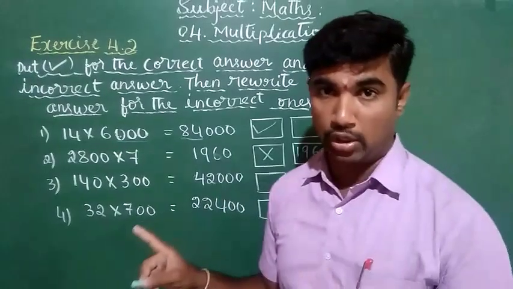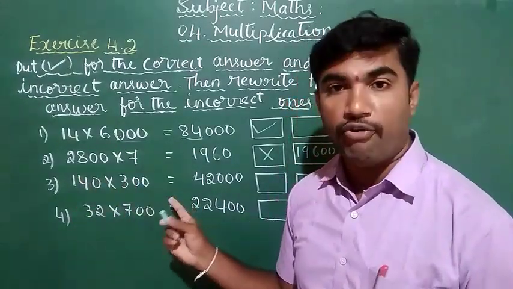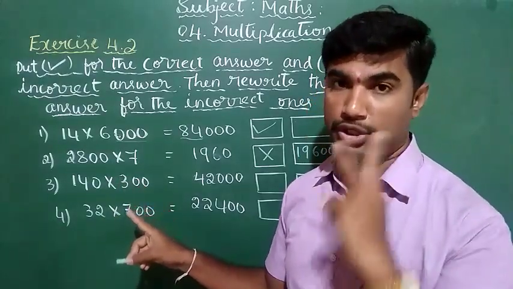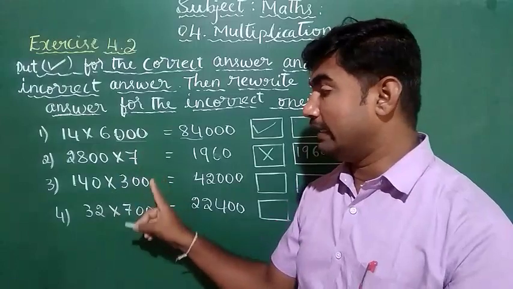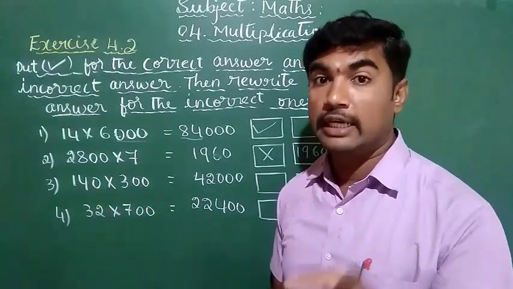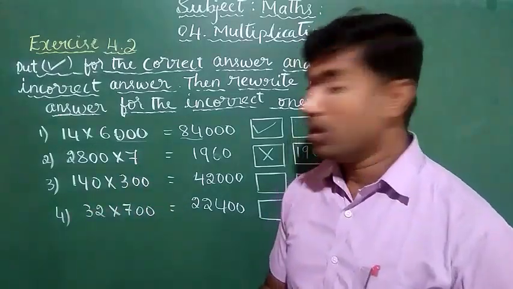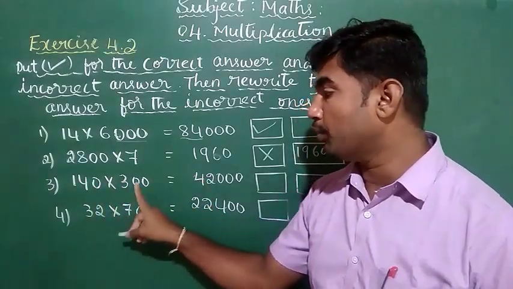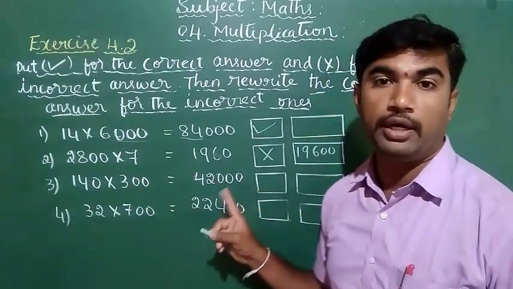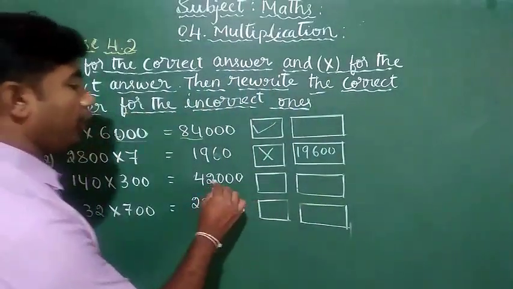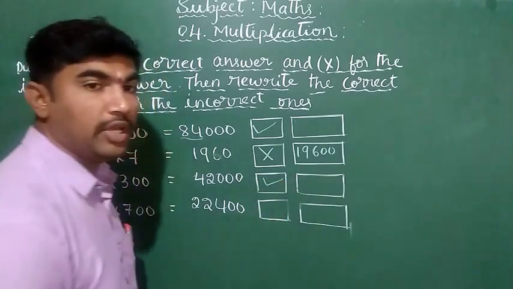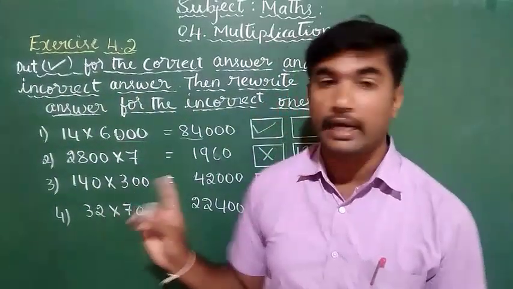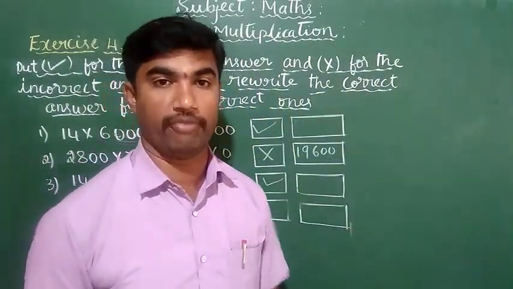Whether this is right or wrong. 14 into 3, 14 threes are 42. Here there is 1 zero, and here there are 2 zeros. Totally 3 zeros are there. Don't consider only this side or that side. We need to consider the zeros on both sides. 14 threes are 42, and the remaining zeros are 1, 2, 3. So 3 zeros are written. So this is the right answer. 42,000 is the right answer. We can multiply this and cross check: 140 into 300, we get 42,000 itself.